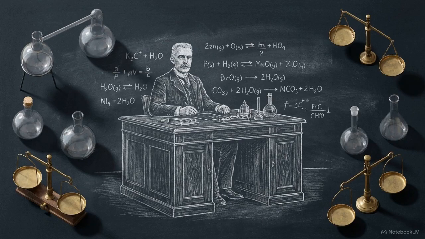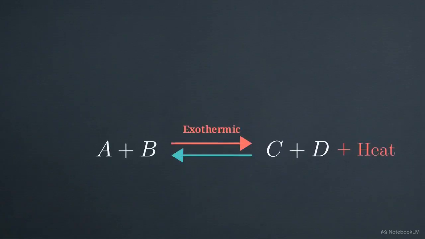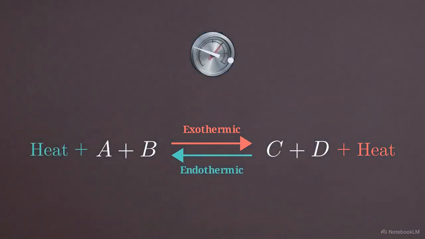In the late 19th century, chemist Henry Le Chatelier codified a rule for these systems. Le Chatelier's principle states that if a system at equilibrium experiences a change in conditions, it will shift its position to oppose that change. In any reversible reaction, one direction is exothermic, meaning it releases heat, and the reverse direction is endothermic, meaning it absorbs heat.